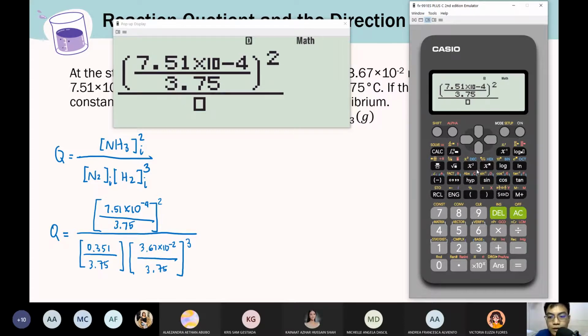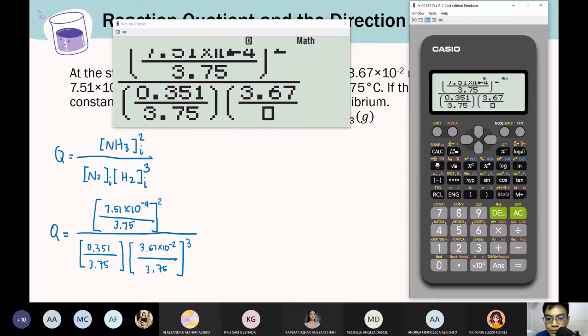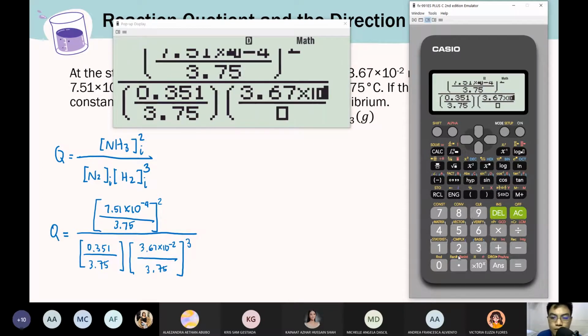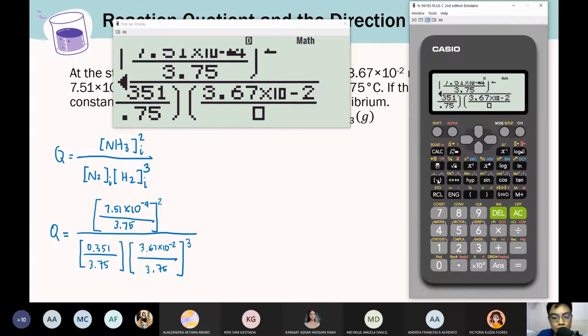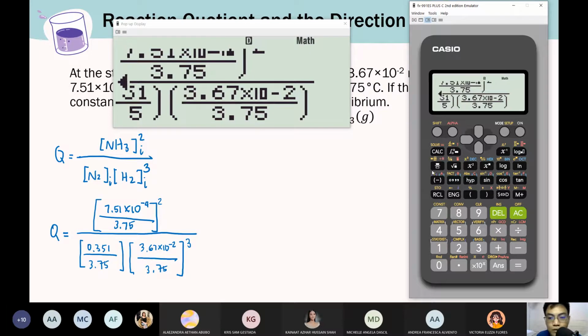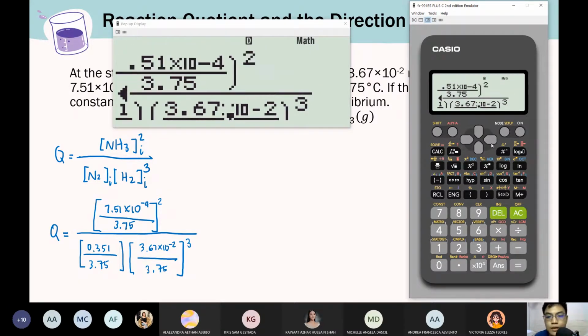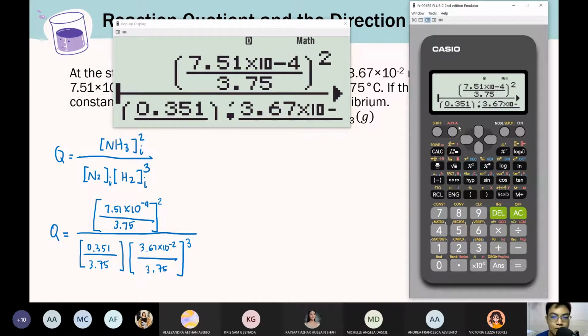In the denominator, I have two fractions here. So 0.351, 3.75. Then another fraction, 3.67 times 10 raised to negative 2 divided by 3.75 is to 3. So this is how you should type your equation, okay?